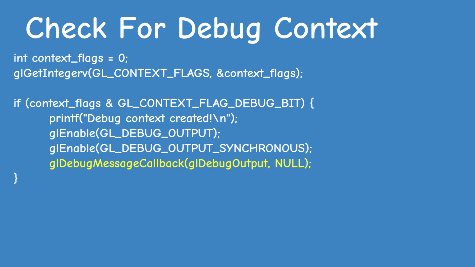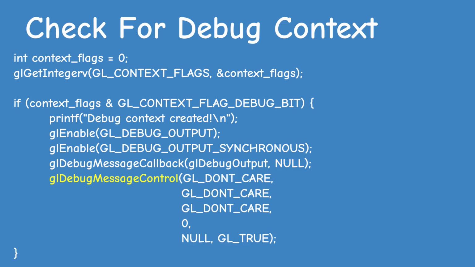The next step is to register the callback function using glDebugMessageCallback. The second parameter is optional. This is a pointer that we can provide to some user data. When the debug function is called, the same pointer will be provided back to us. This may be useful for storing various application level stuff, but at this point we're not using it.